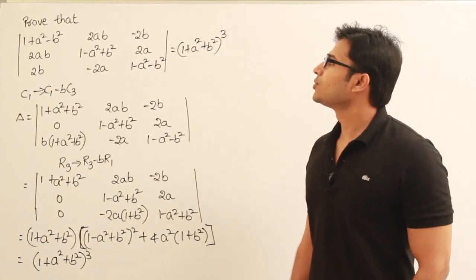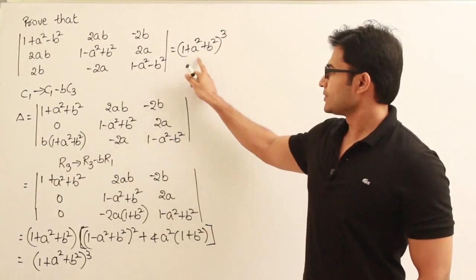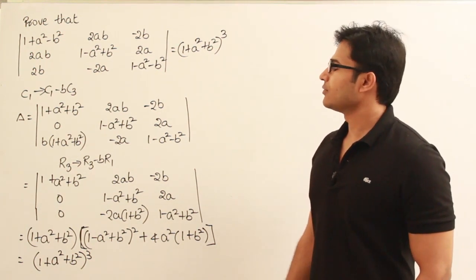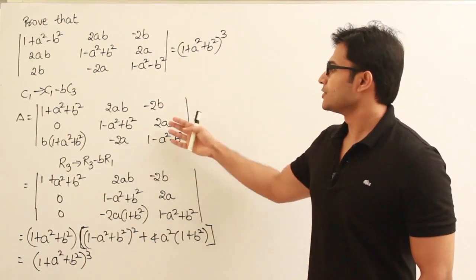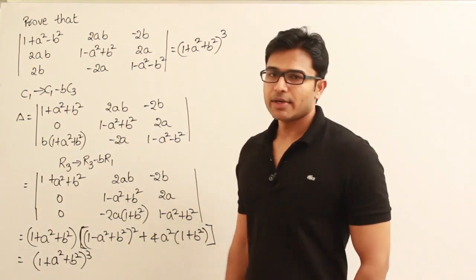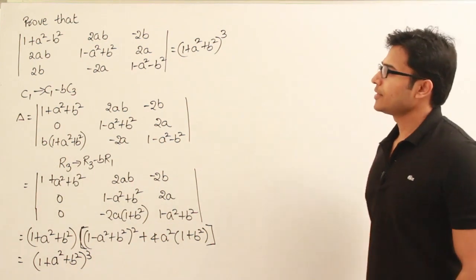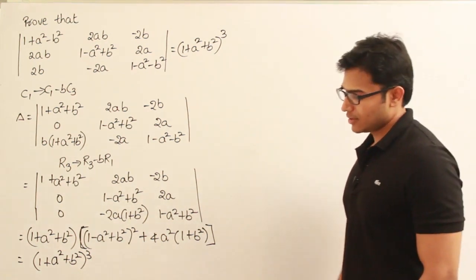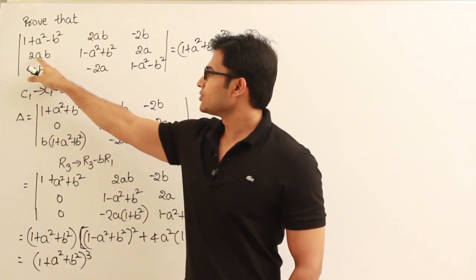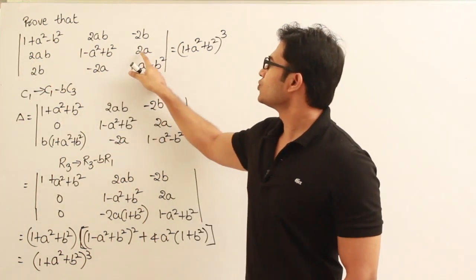See this? We have to prove that the value of this determinant is this one. So again, you can substitute the values and find the answer. Anyway, this is the proof. What I'm trying to do is make at least some of them zeros, right? Here there is a possibility that we can make some of them zeros. If you observe this, here there is 2ab and here there is 2a.